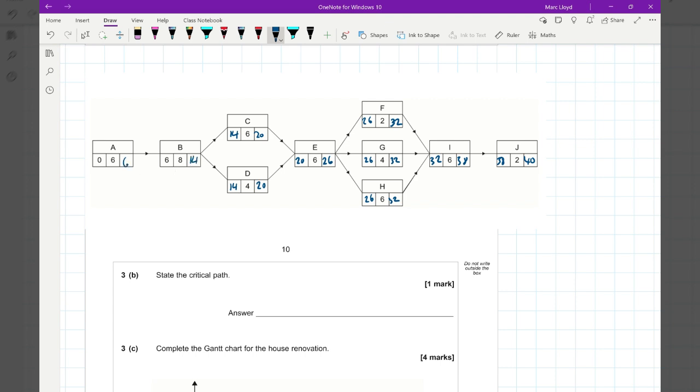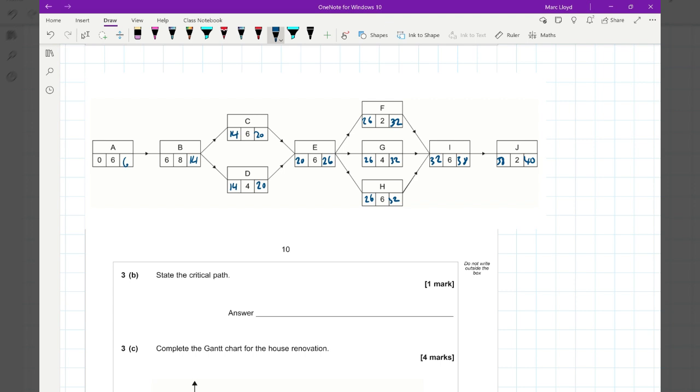And again, we always have to take that lowest number when we are going from right to left, we'll do the late times. 32 take away 2 is 30. 32 take away 6 here is 26. We have to take the lowest one because otherwise we would delay the project.